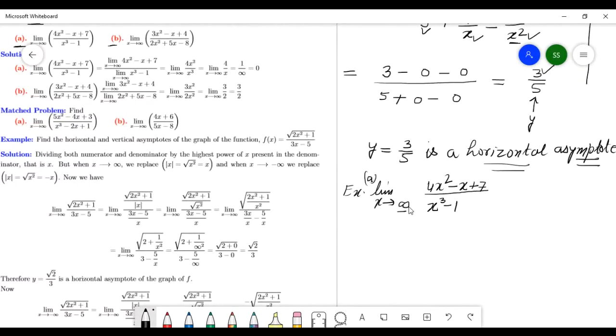What is B? B is this. X goes to infinity. Here 3x square minus x plus 4 divided by 2x square plus 5x minus 8. Okay. So what is the quick method?